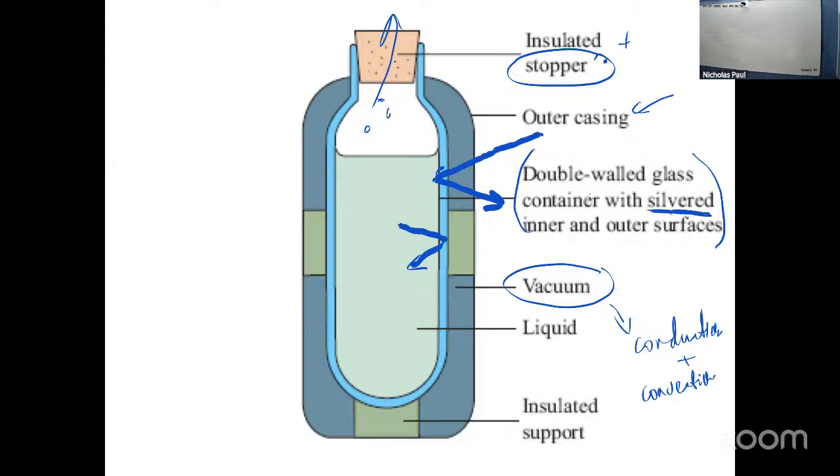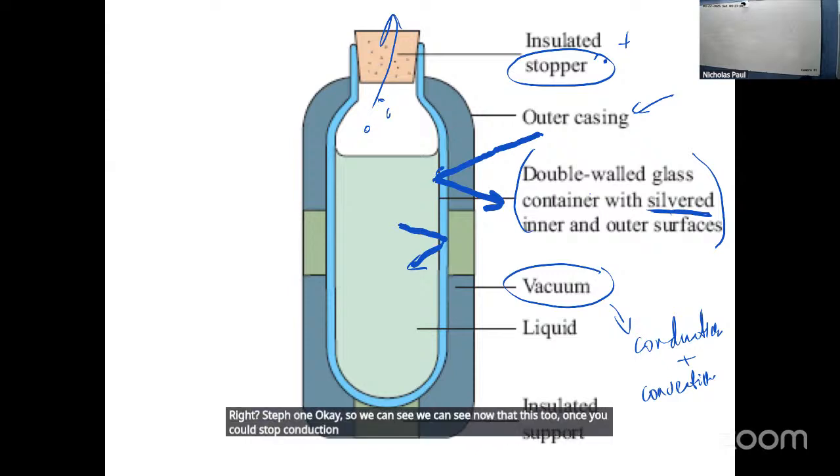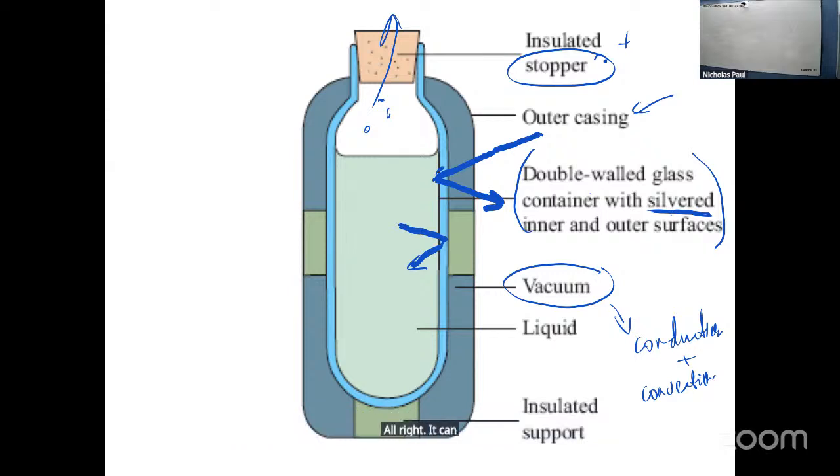Right, Stefan? Okay, so we can see now that this thermos can stop conduction, convection, and radiation. It can stop all of them: conduction, convection, and radiation.